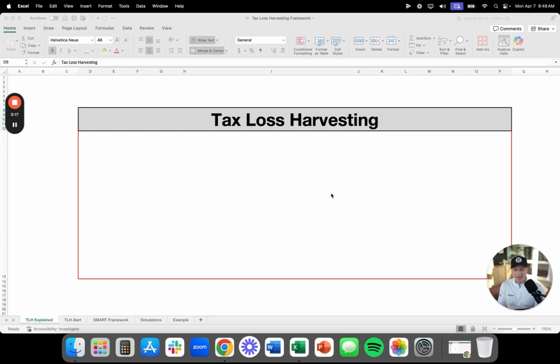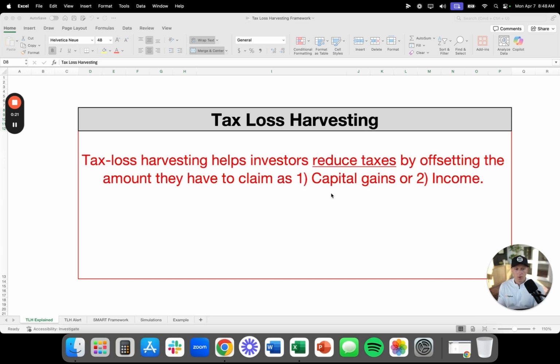So let's get to the beginning part, which is what is tax loss harvesting. This is something that helps investors reduce their taxes, which is obviously a good thing, by offsetting the amount they have to claim as, number one, in sequential order, the capital gains, and number two, their income. So two different types of taxes, which you have to be aware of. Income tax and capital gains tax are two separate types of taxes, but this is something that can be applied to both situations, which is really key here.